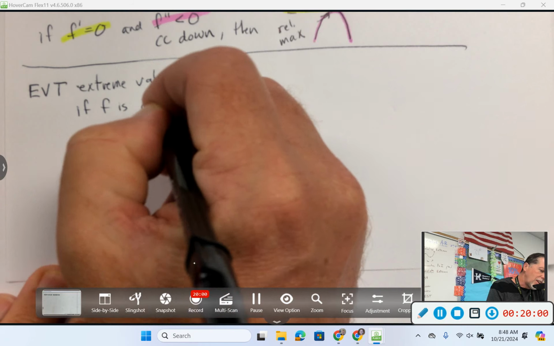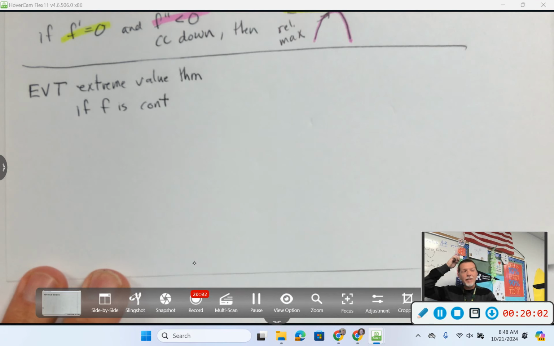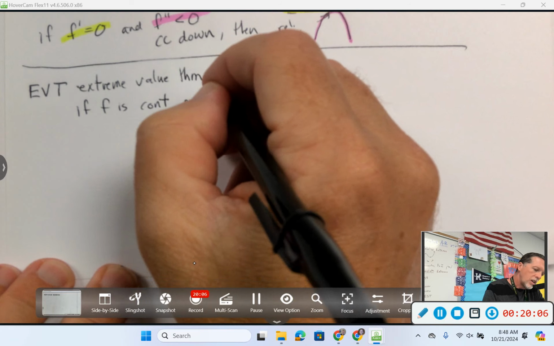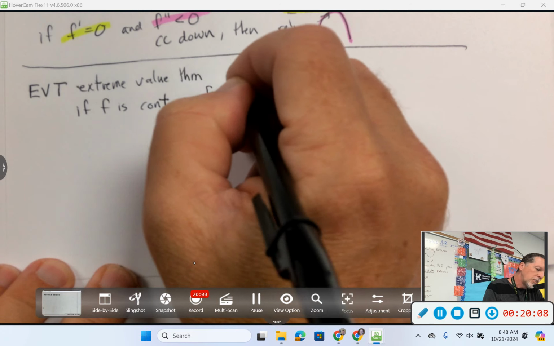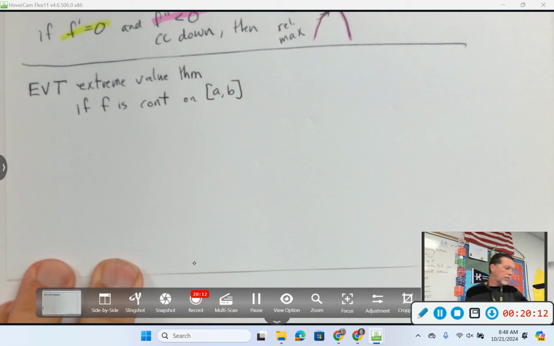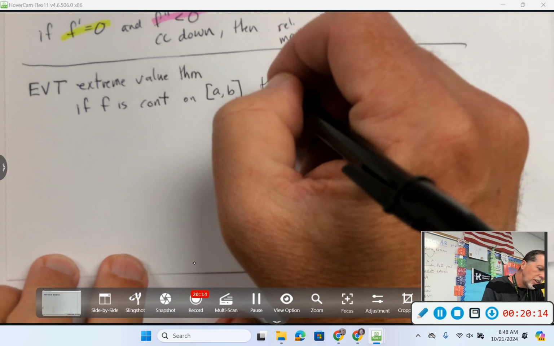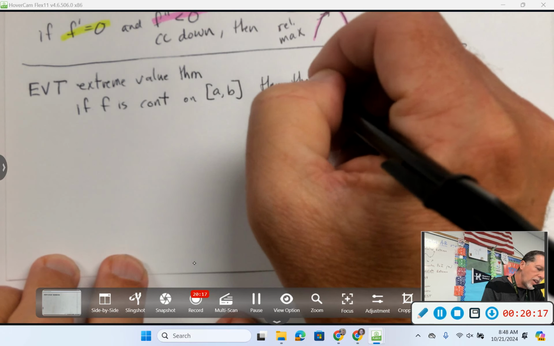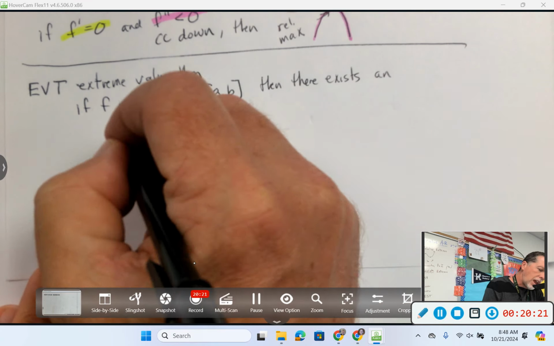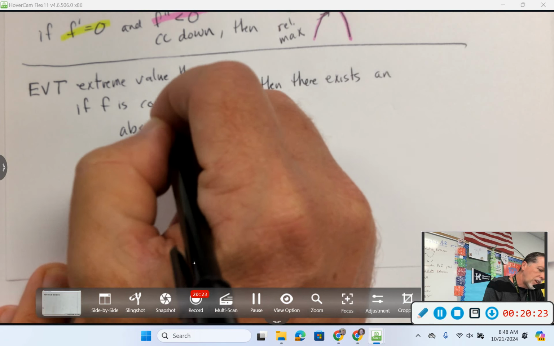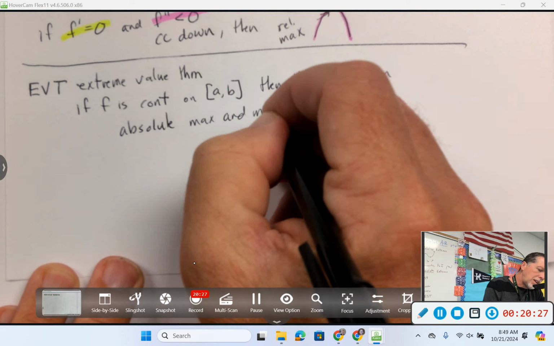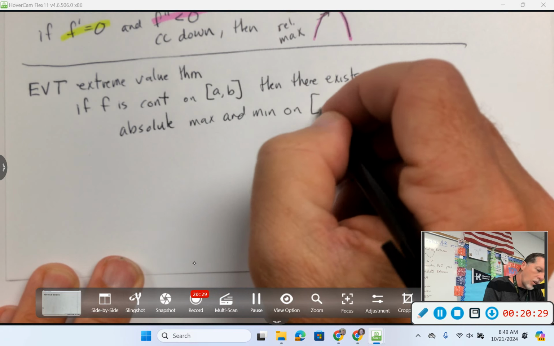If f is continuous, doesn't even have to be differentiable, just continuous, on the closed interval, because continuity always goes with closed. If f is continuous on a closed interval, then there exists an absolute max and min on the interval.